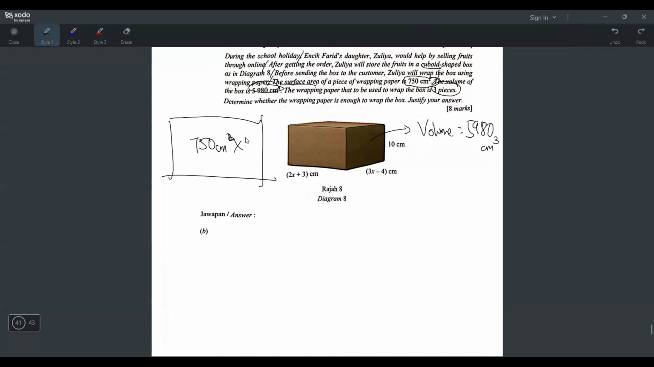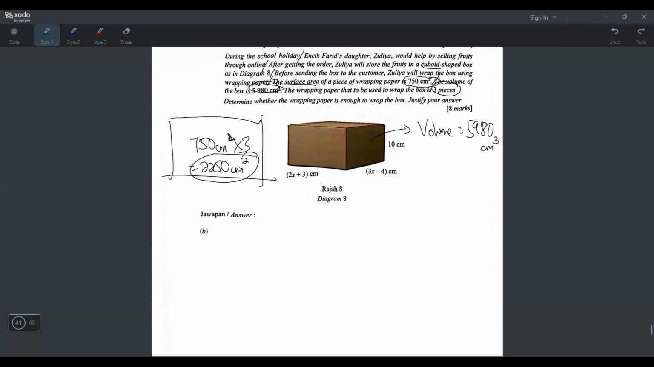And then it says the wrapping paper to be used to wrap the box is 3 pieces. So you need to times 3 this one. This paper has to be times 3, then only is it enough to wrap the box. It means he needs to buy three of this paper. So the surface area needed is 750 times 3. Let's press it now. 750 times 3, so you will get 2250. That means you need the total surface area for one box to be this, right?